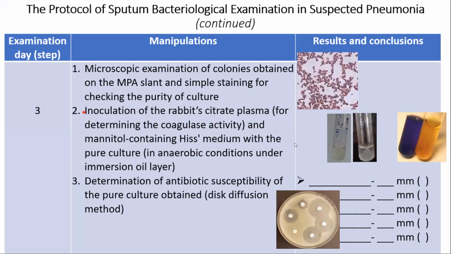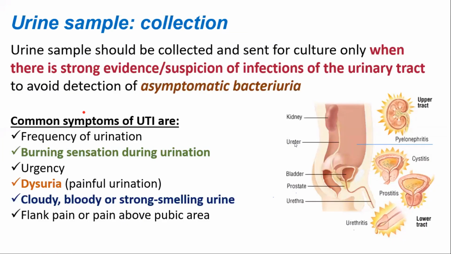So, urine sample collection. First of all, I want to stress that a urine sample is collected only when there is strong evidence or suspicion of infection. That is, when we can see the following symptoms: frequency of urination, burning sensation during urination, dysuria, urgency, or something wrong with the urine, such as cloudy, bloody, or strong smelling, sometimes sweet odor. Or if there is pain, flank pain or pain above the pubic area. So when we suppose that there is a UTI, urinary tract infection.